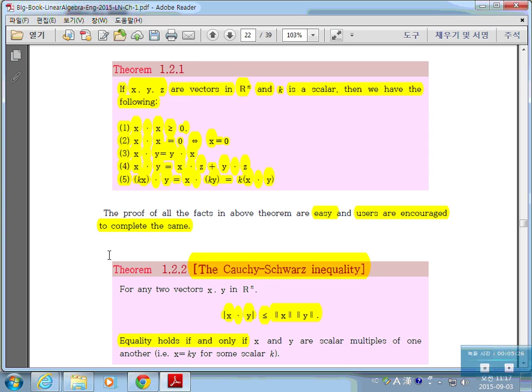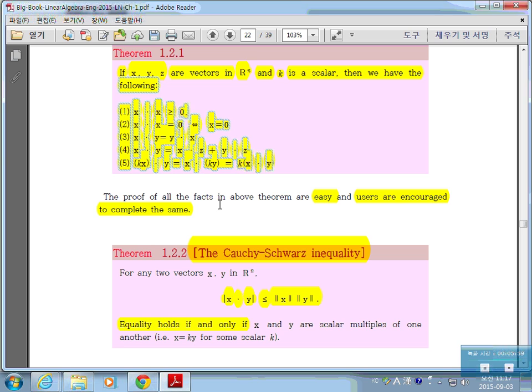Here, x dot x, this should be x dot y. And (x plus y) dot z should be written in this way. This is clear. And the scalar multiple k comes out like this. So these are the simple properties. Also, they can be easily checked.